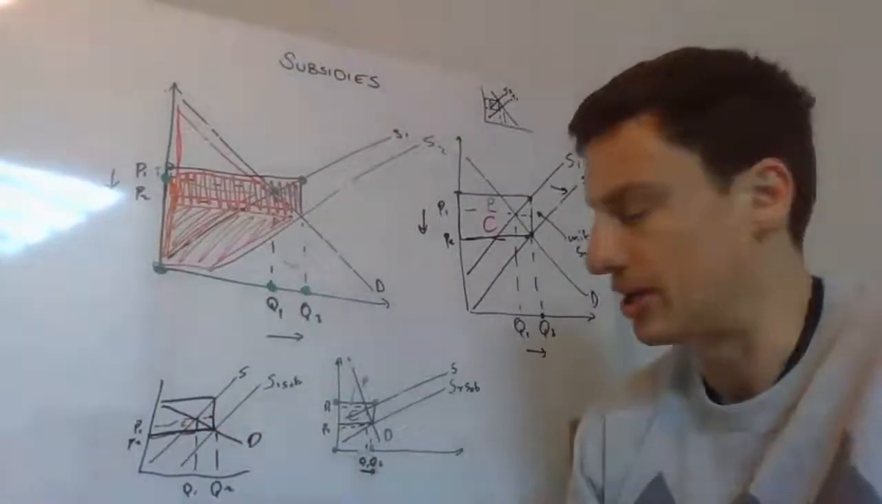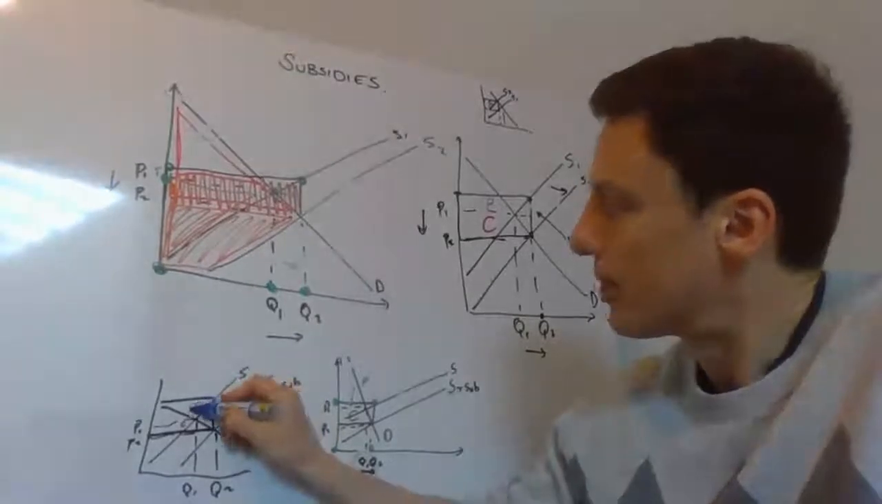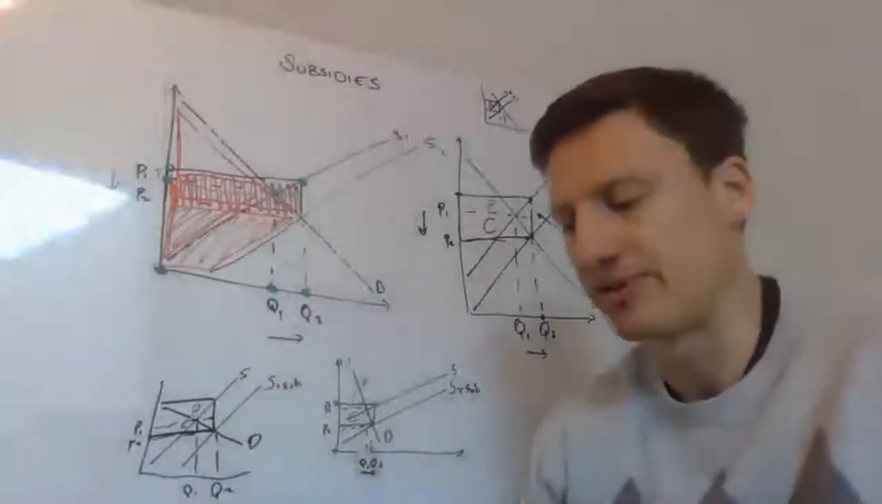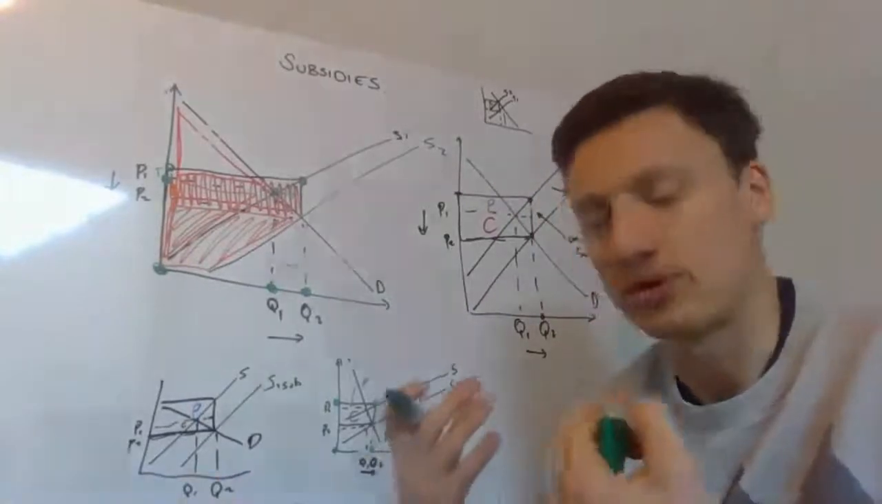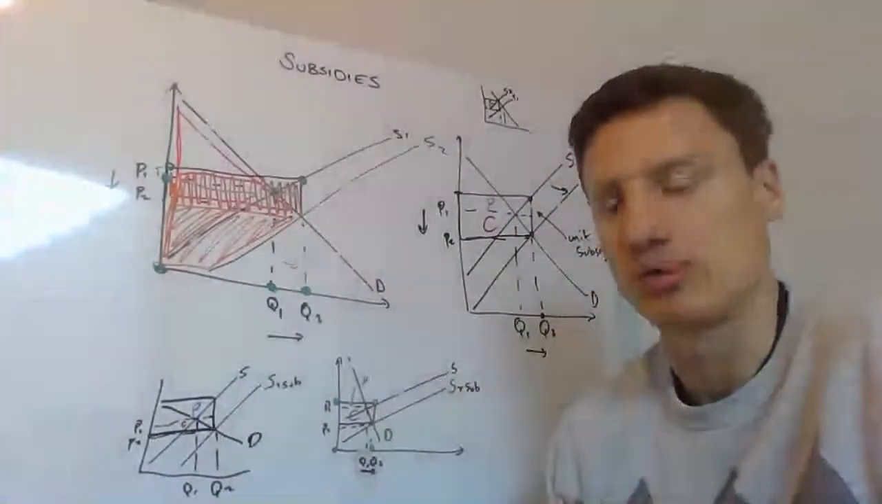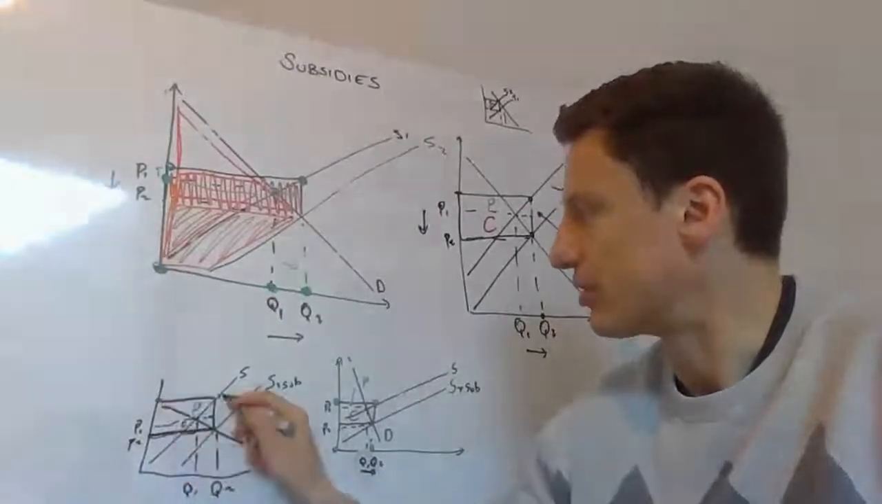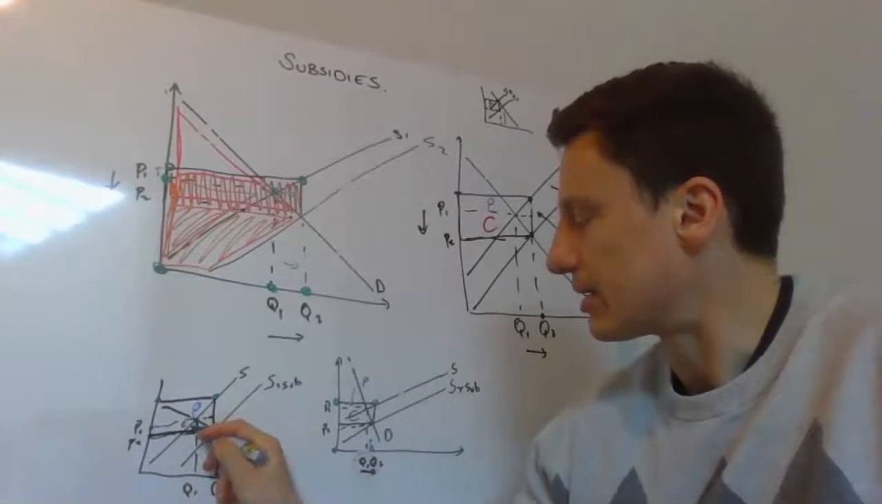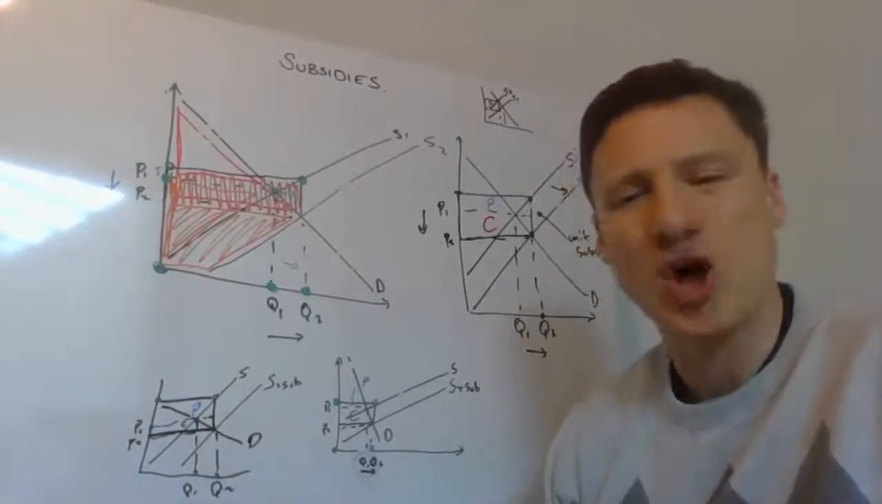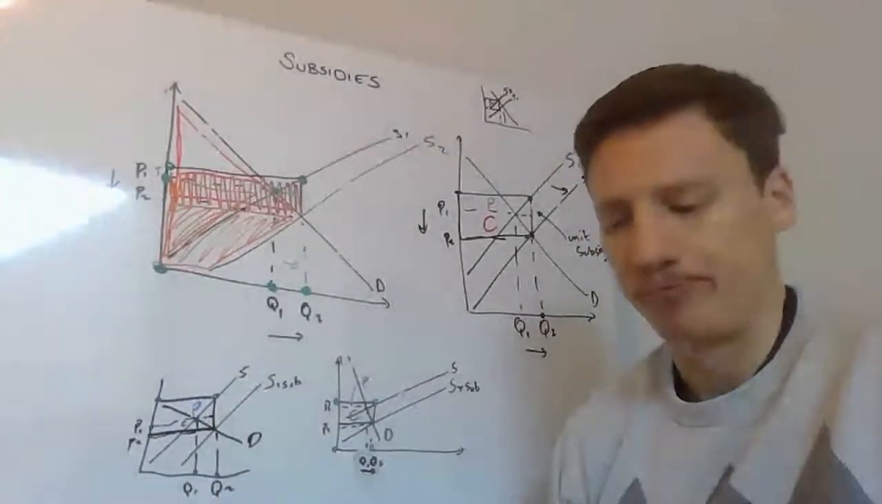Prices haven't changed by a huge amount, whereas producers are much happier. They're receiving a much bigger chunk. They're passing on very little of that subsidy in terms of lower prices. So in terms of their revenue, where was it before? It was here. You can see that their revenue is a lot larger than it was before.